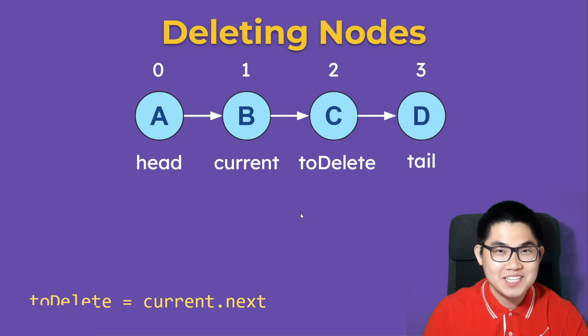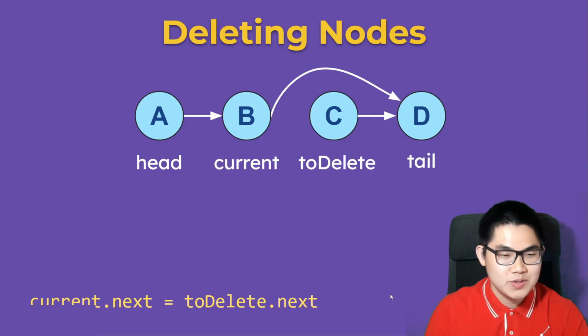And the next part is my favorite. Instead of pointing from here to here, we point from here to here. To do that, all you have to do is current.next points to toDelete.next. So let me explain this one more time. What is toDelete.next? Here is toDelete. So toDelete.next is this one, right? Now, we have current.next points to that.